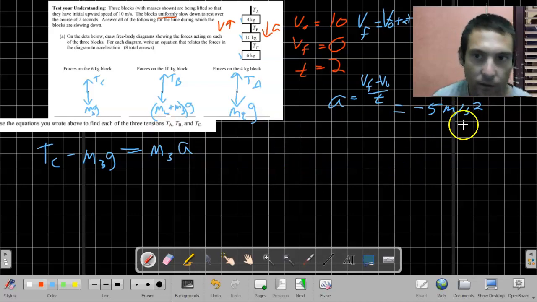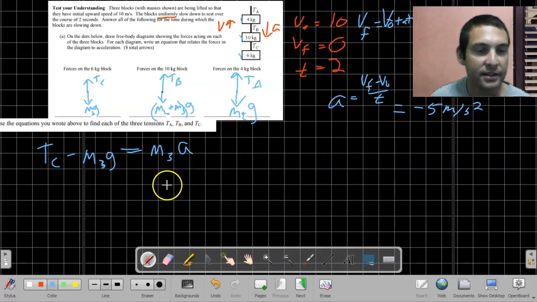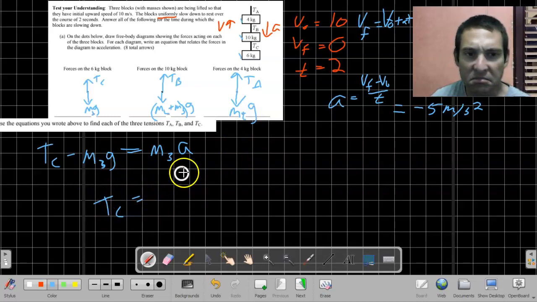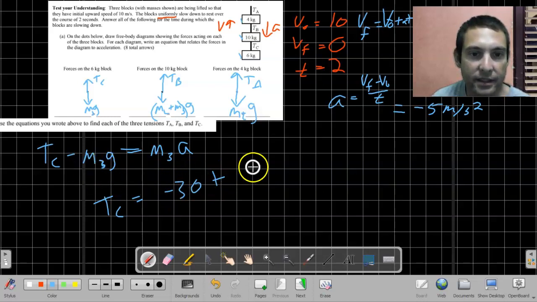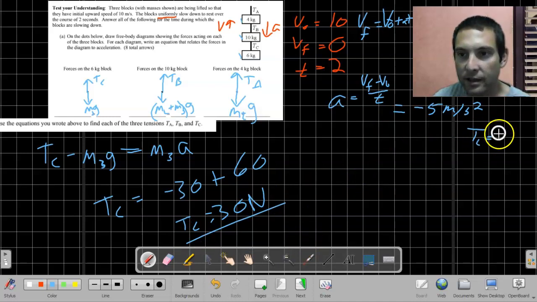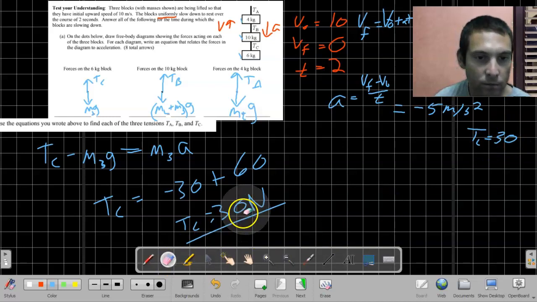All right, we've got our number. We can come back on over to this equation. Solving for TC, I'm going to add all of this stuff over here, M3G over here. And at this point, we can go ahead and plug in our numbers. M3 is 6 times acceleration is negative 5, so we have negative 30 plus 60. So TC equals 30 newtons. Good. I'll make a note of that over there because I'm going to erase that because I need more room.